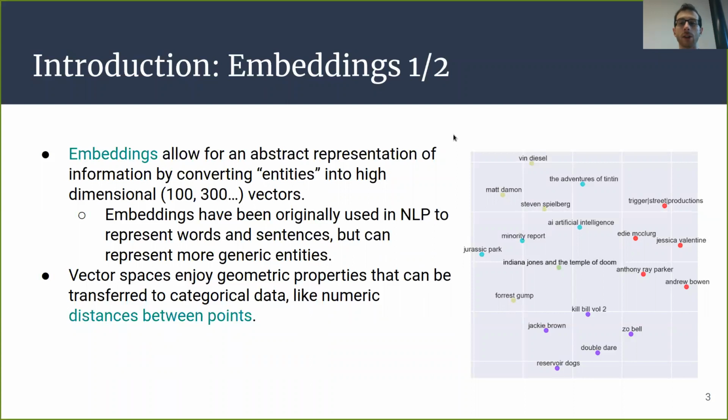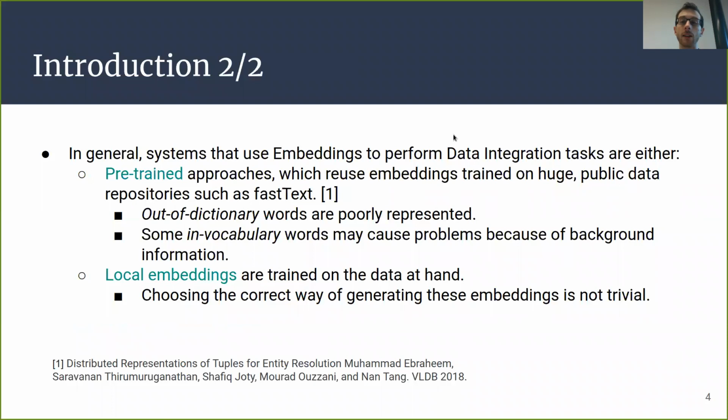Points in vector spaces enjoy some geometric properties that can be applied to categorical data, such as numerical distances. Little work was conducted on how to perform data integration using embeddings, with most solutions being highly task-specific. Prior results usually fall in one of two camps, pre-trained and local. Pre-trained approaches rely on embeddings that were trained using general-purpose corpora, such as fastText on Wikipedia. These approaches have two main issues. Out-of-vocabulary words will not be properly represented and in-vocabulary terms may lead to unexpected results due to unwanted background information.